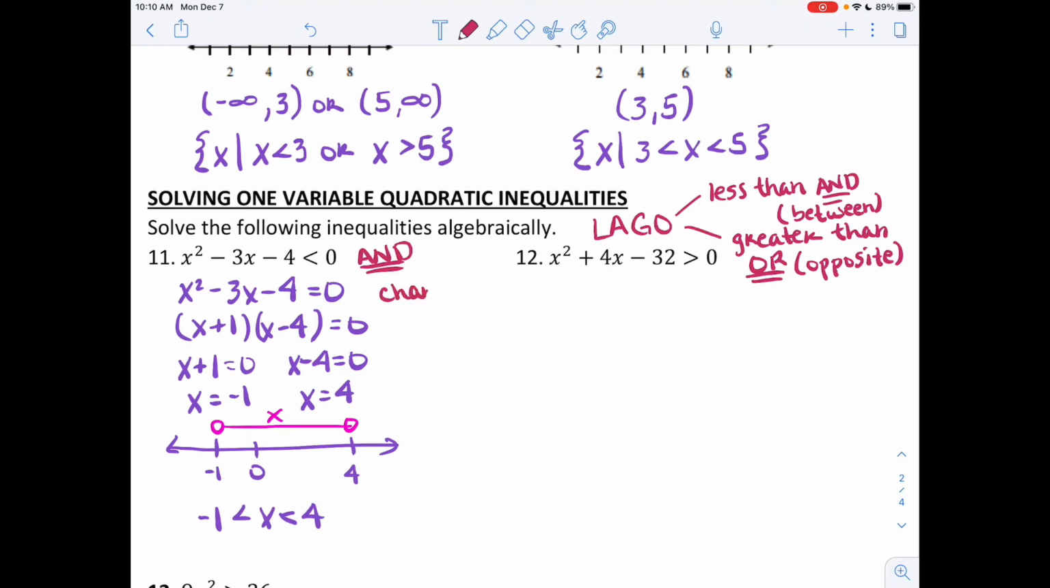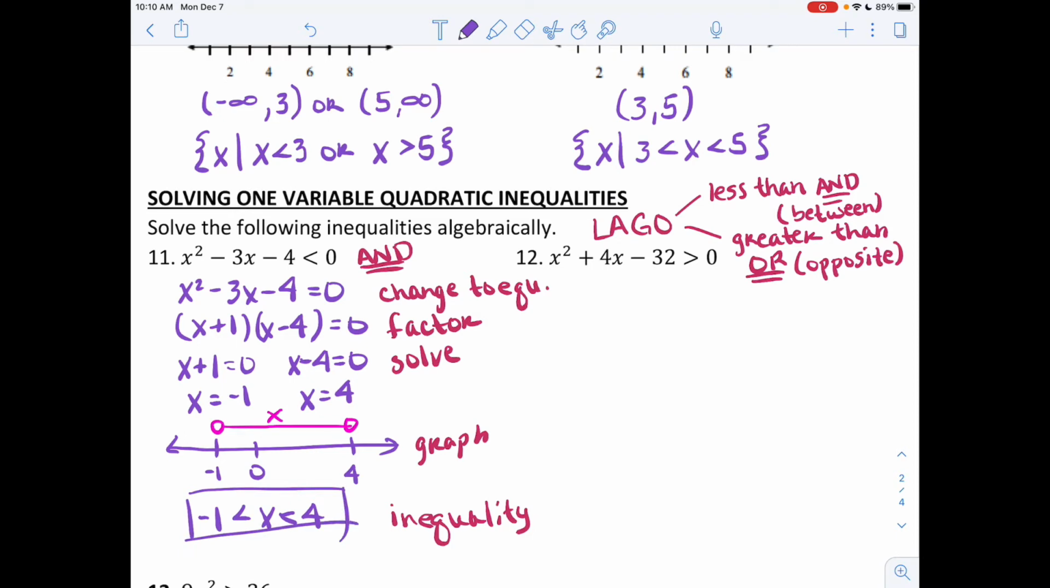So we changed to an equation, and then we factored, and then we solved. Then we draw our graph, and finally we write our inequality. And so this is our final answer written as a single inequality in this case. I'd like you to try number 12 and then come back here to see how you did.